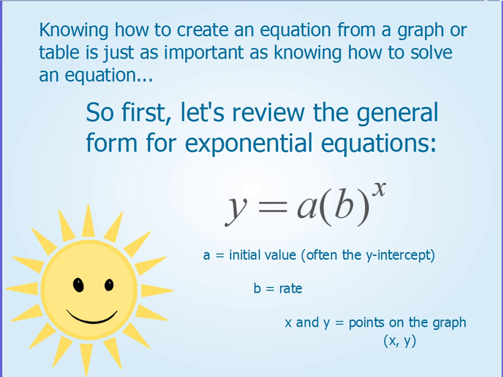First, let's review the general form for exponential equations. We have y equals a times b to the x power, where a, of course, is our initial value, b is the rate or multiplier, and today x and y are simply going to represent points on the graph itself. I know that our exponent always represents time and y is our total value, but when you're talking about the equation of a line itself, x and y are simply points on the graph.